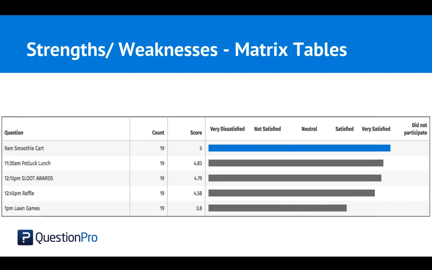So obviously the smoothie cart was really, really popular. Lawn games, not so much. I don't know why, but maybe people were more interested in working or catching up on things. So you can say maybe we shouldn't do lawn games later on. It's just a really simple way to analyze the different scores, and you can see the difference between the scores is not too big, but you can quickly analyze and note what particular attributes are really resonating with your audience.